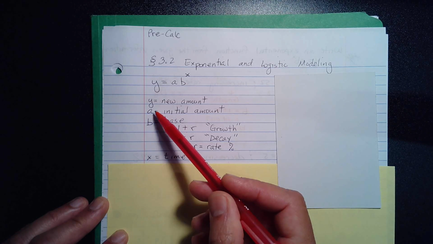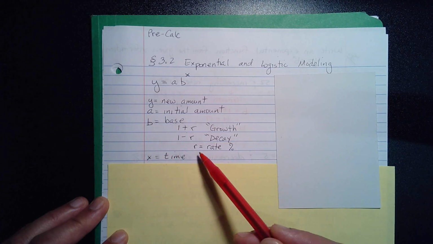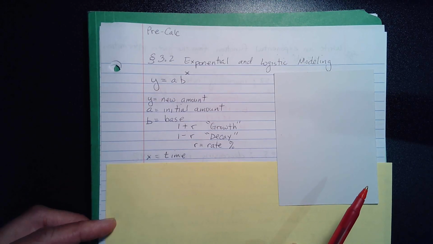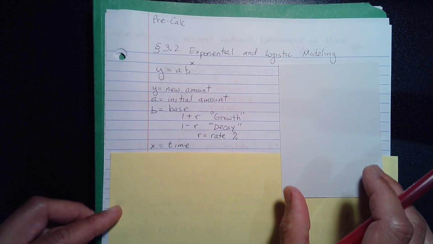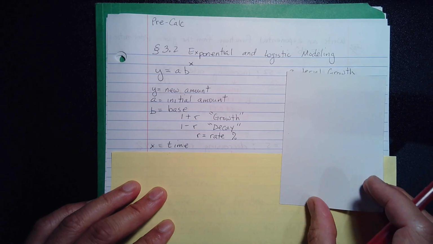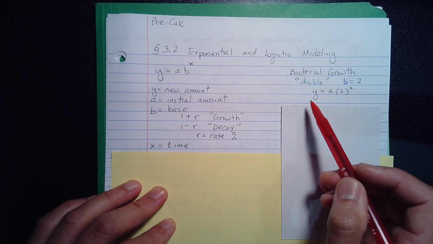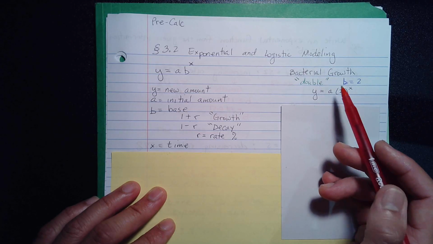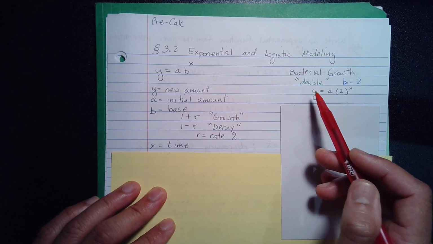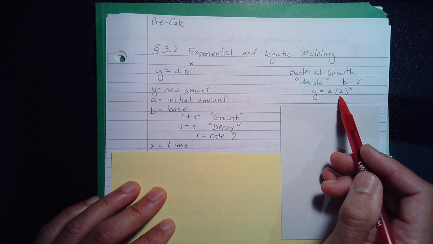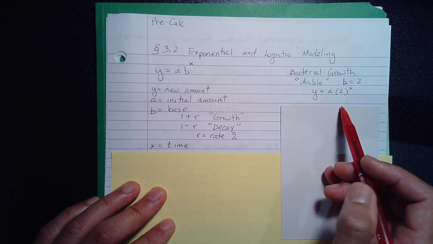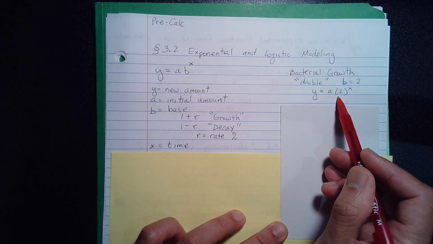So again, you need to know these variables to break down the word problem so that you could put it into the equation. Now there's a special type of exponential growth problem. It's called bacterial growth. It's when you see the word double. So the base is 2. When you see the word double, that means the base is 2. And again, you could see we keep the same format.